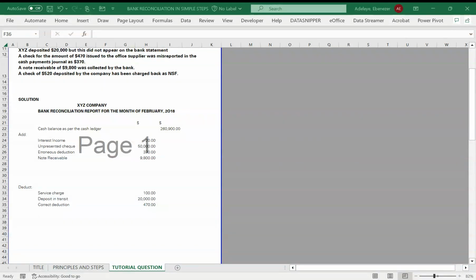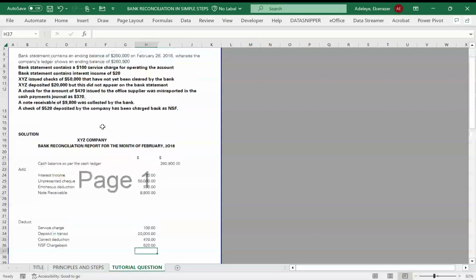So what do we do? We deduct that 520 because it is what the bank has done, but the company has not done. So NSF chargeback, 520. Once we are done with all of this, I believe we are done sorting all of the issues.